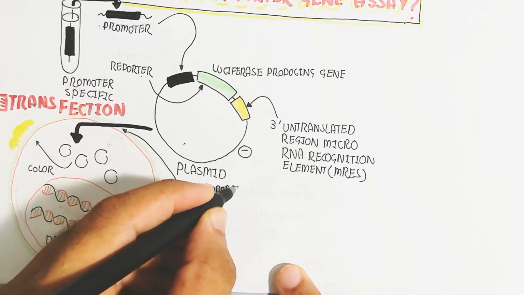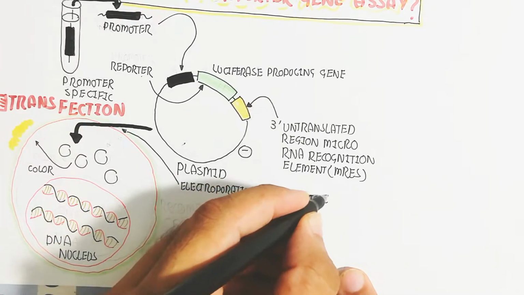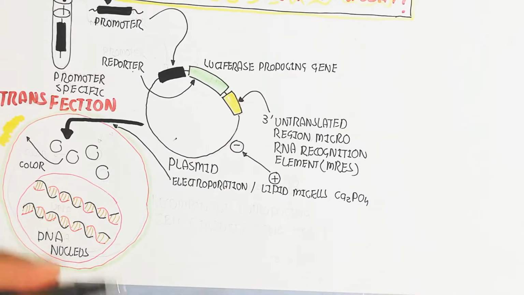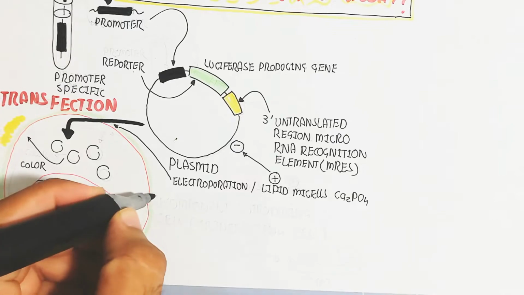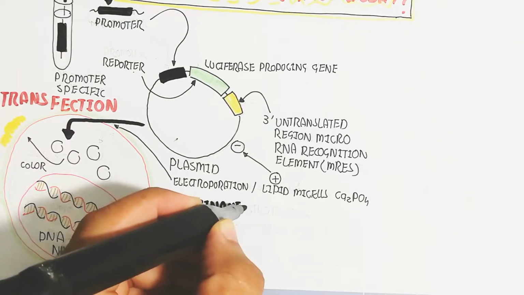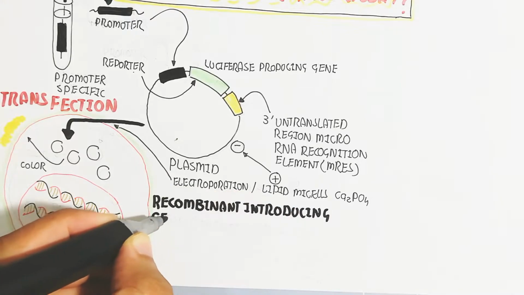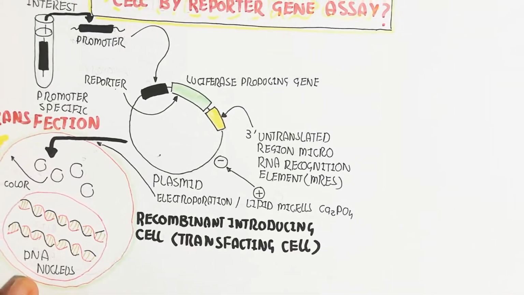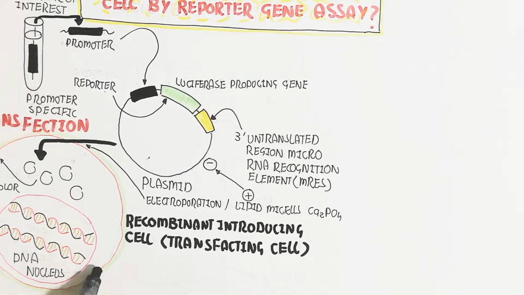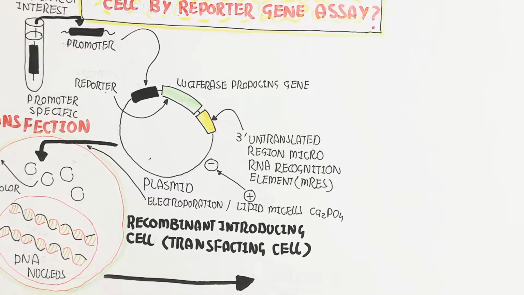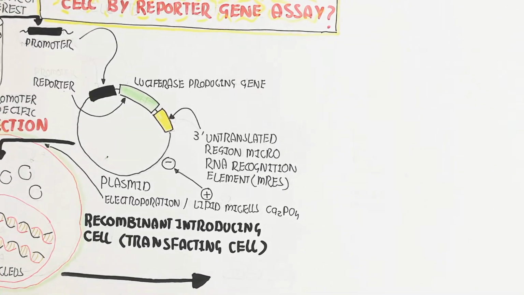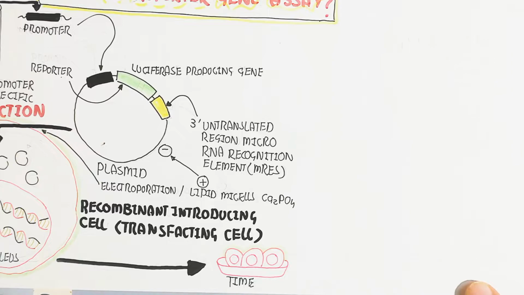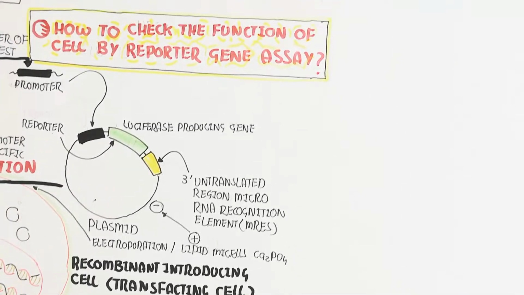The plasmid is introduced via electroporation, lipid micelles, or calcium phosphate, for example, which contain a positive charge that helps the negatively charged DNA plasmid to enter. After the insertion, the recombinant transfecting cell will produce color after luciferase activates luciferin to oxyluciferin. A particular time is required for the production of the color, which is known as bioluminescence.